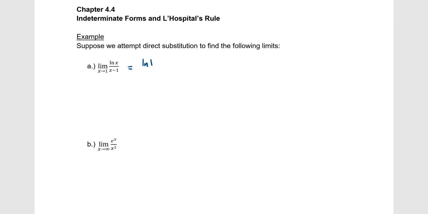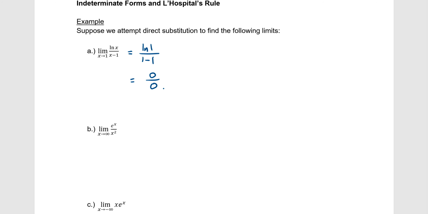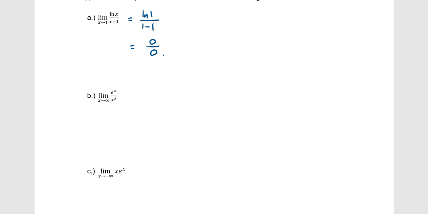That would be the ln of 1 over 1 minus 1. The ln of 1 is 0 over 1 minus 1 is 0. So we actually get 0 over 0. So 0 over 0 actually does not tell us anything. This is an example of indeterminate form. Let's go to the next one.